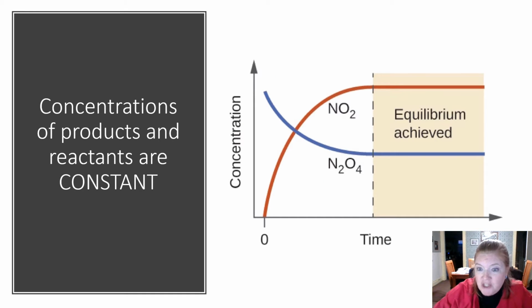The concentrations are constant. So the amount of product and the amount of reactant stays the same when we're at equilibrium. Remember, I'm still getting products formed and I'm still getting reactants formed, but the amount is staying the same because the rates are equal. The concentrations are constant.